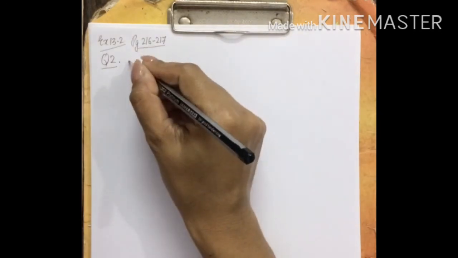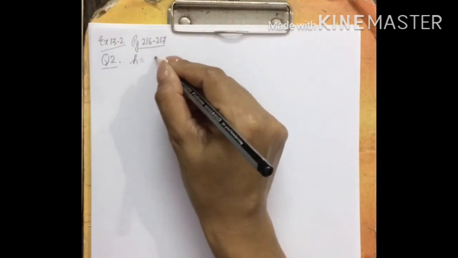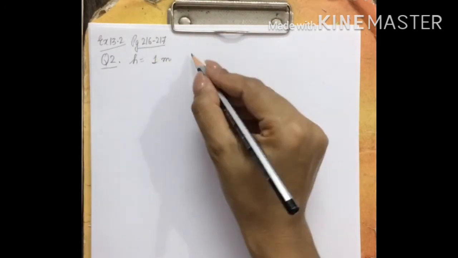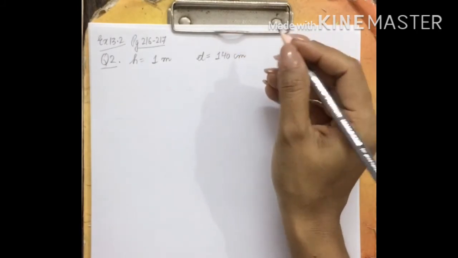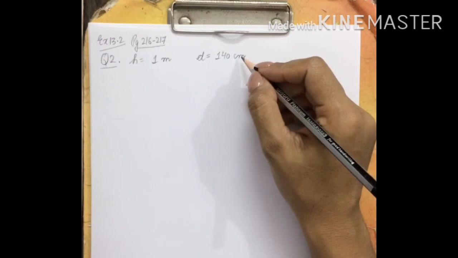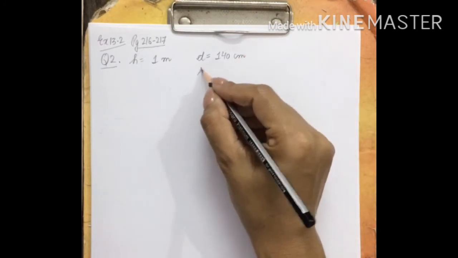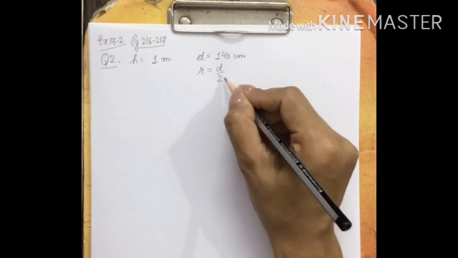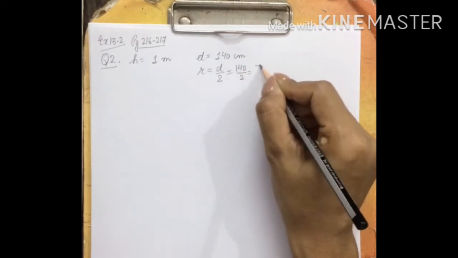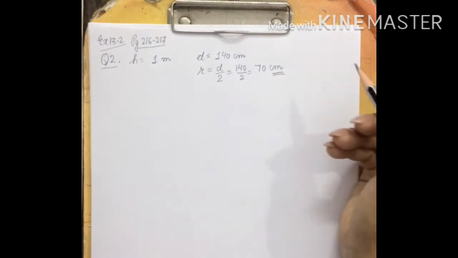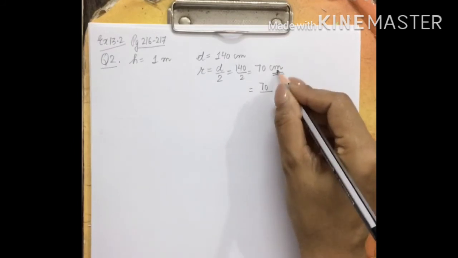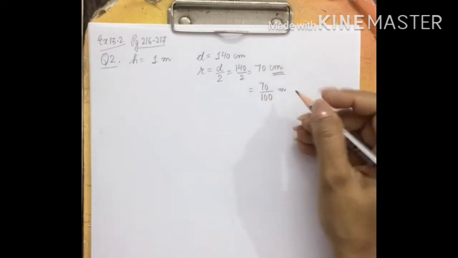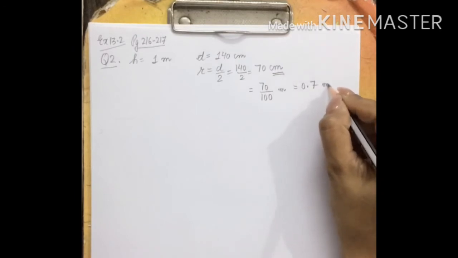Let us solve. I am writing down the values directly. H is 1 meter. I need the value in meters. Then diameter is given as 140 centimeters. You can either convert it first, then find the radius, or find the radius, then convert. So I'm calculating the radius. Radius is diameter divided by 2. 140 divided by 2 is 70 centimeters. But I want the answer in square meters. For that, this should be in meters. Let's convert. To convert centimeters into meters, I need to divide by 100. So this becomes 0.7 meters.